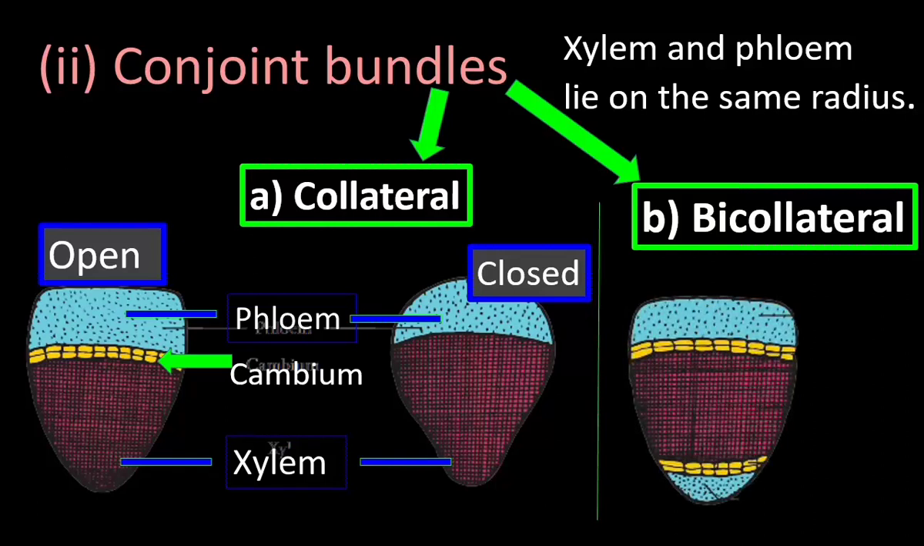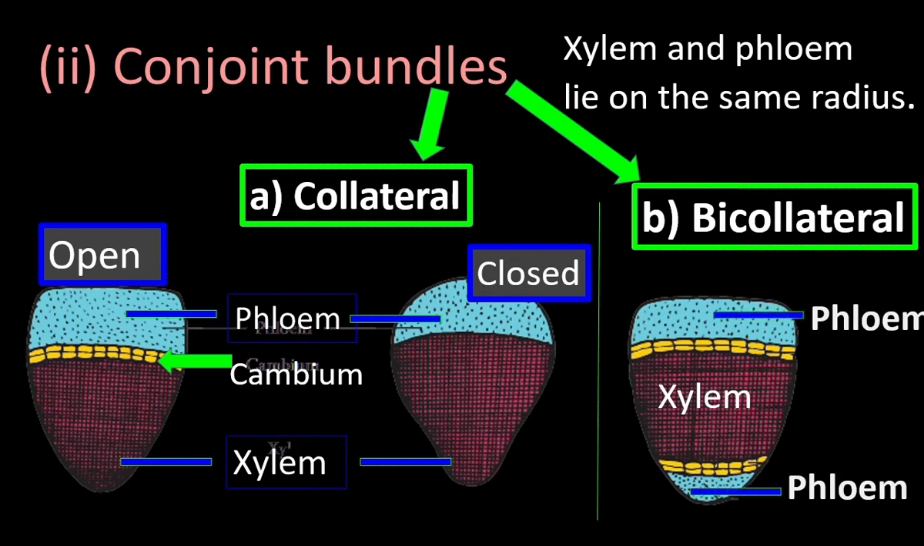Bi means two. In collateral vascular bundle, only one side of the xylem is covered by phloem. Here, xylem is at the center. Both the sides are covered by phloem. Here the middle part is xylem. Both the sides of the xylem are covered by phloem. This type of vascular bundle is called bicollateral vascular bundle. Collateral and bicollateral vascular bundles are the two types of conjoint bundles.